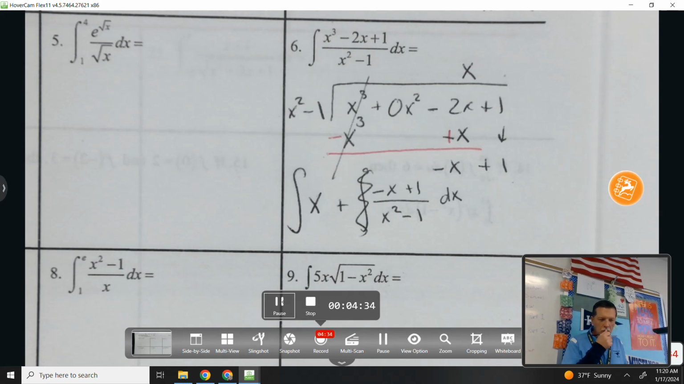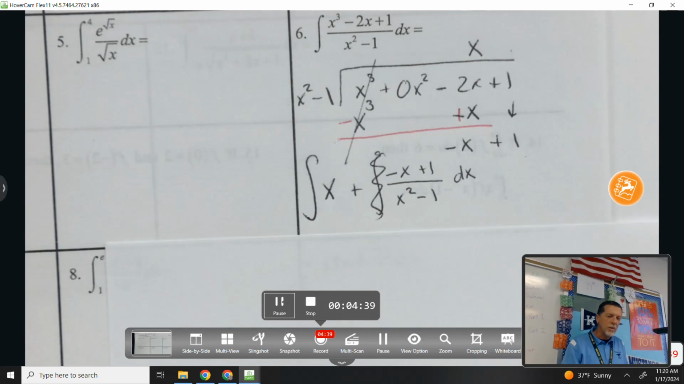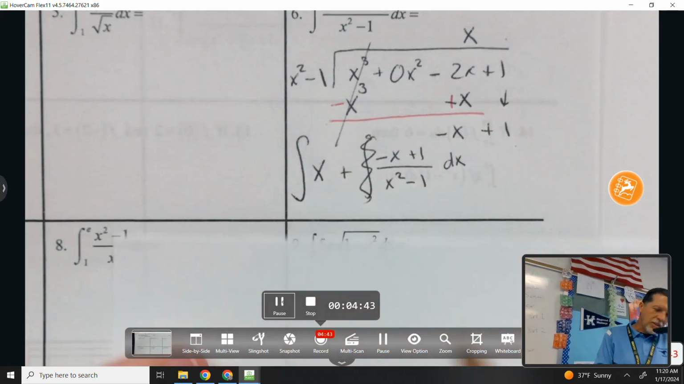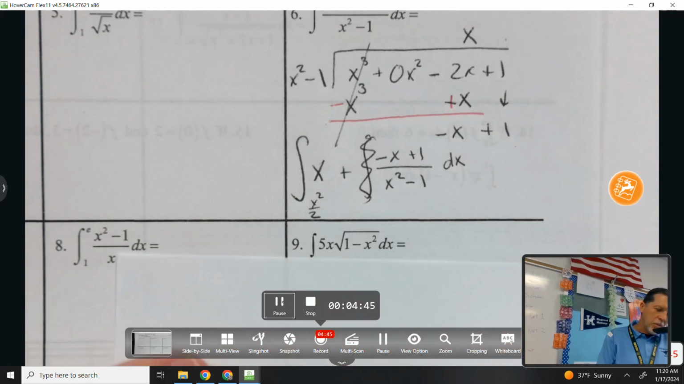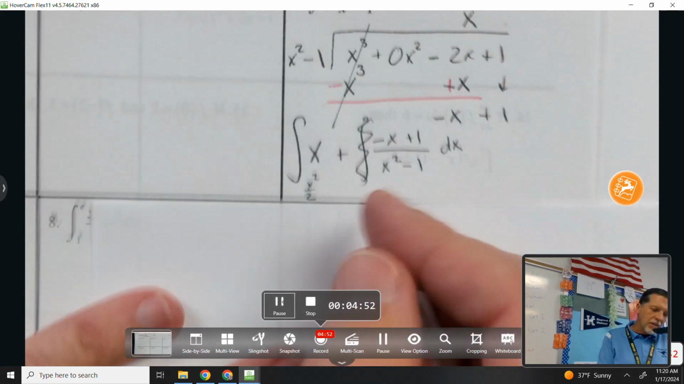I don't like this problem. It's like this part's easy. That's x squared over 2, right? No problem. Can you reduce the fraction? I can reduce that. There you go. That will make life easier.